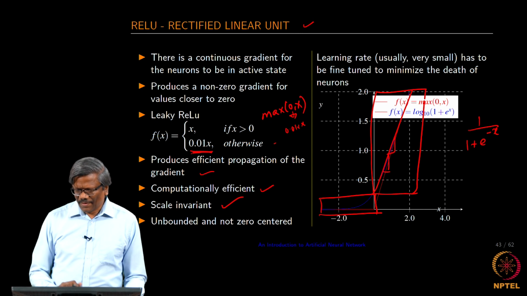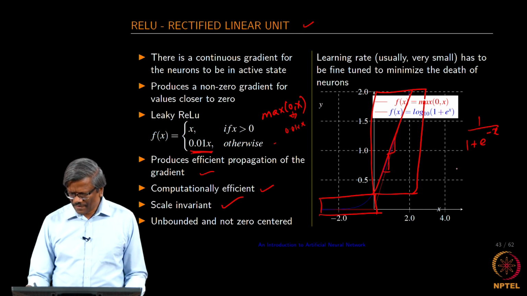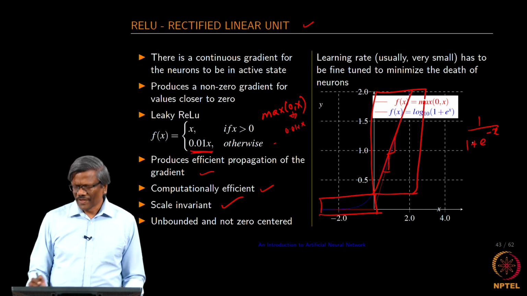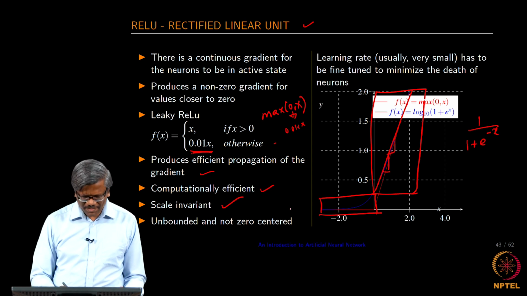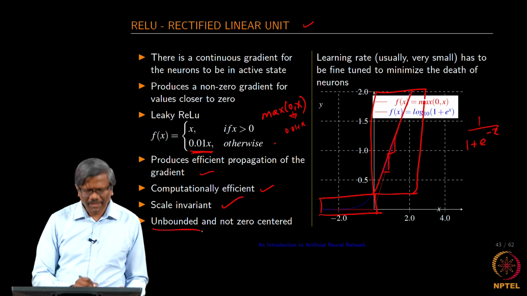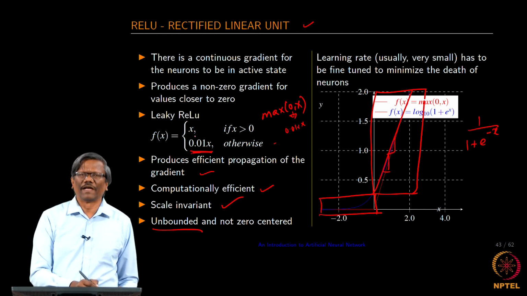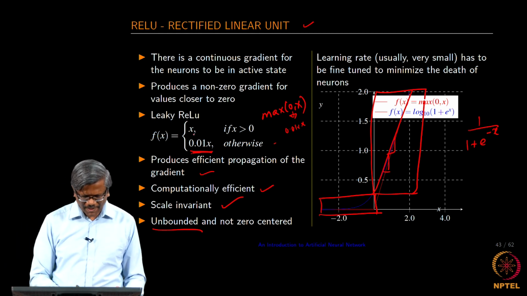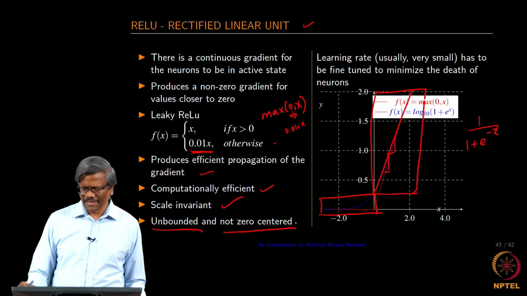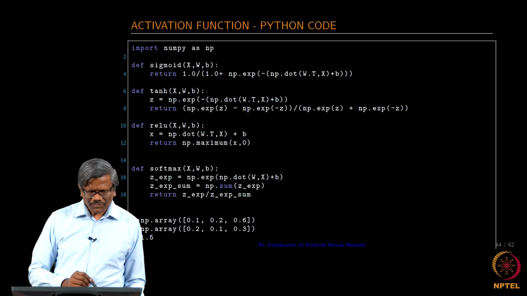The only difference between the sigmoidal and hyperbolic tangent is that this is not a bounded function. So, the values can be anything, depending on what value of x you get, okay. And it is also not 0 centered like sigmoidal. Okay.